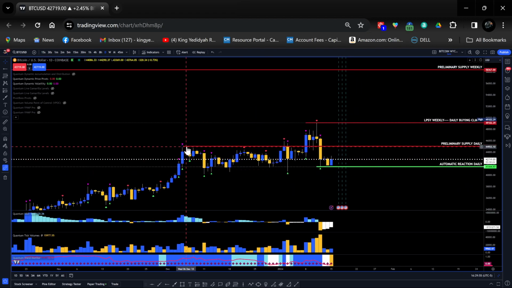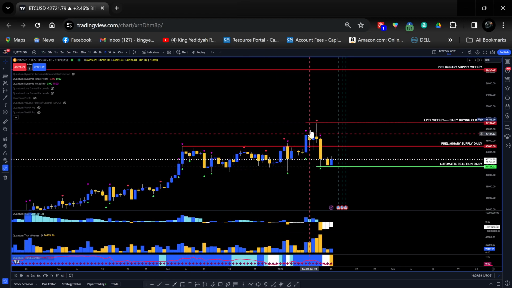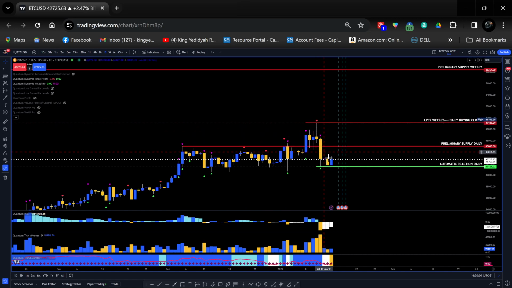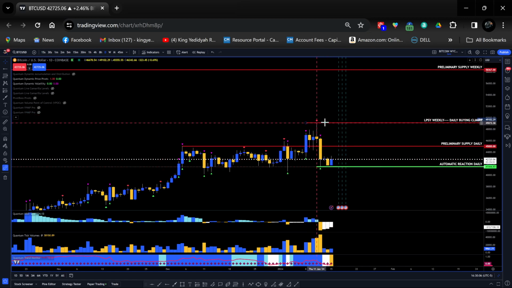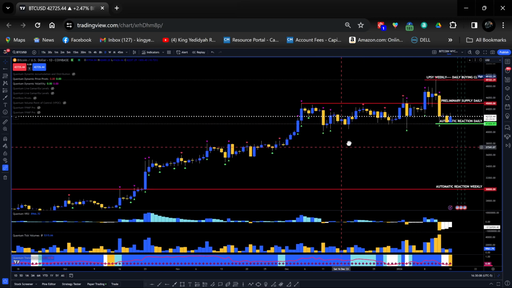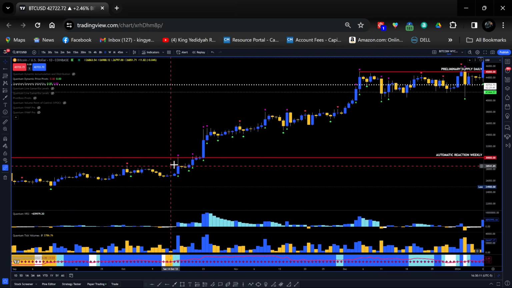This is the only structure here that shows that it's done, because we actually came back down to the bottom of the structure. So this is really the change of character for me right here. There is no other change of character. We just kept going bullish.